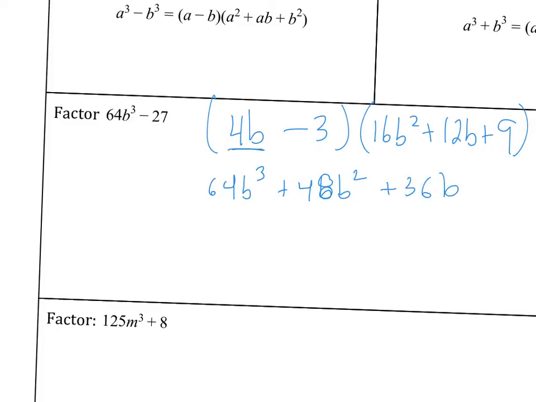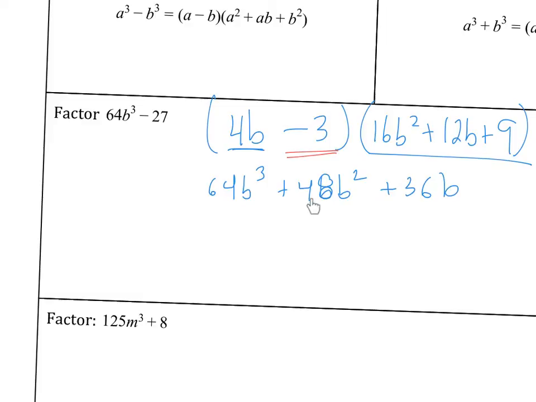And I've taken the 4b times all this stuff. I'm ready to move on to the negative 3. I'm going to use that vertical method of multiplying where when I move on to the next term of the polynomial that it's in front, I'll put those answers underneath and I'll line up like terms. So negative 3 times 16b squared, negative 3 times 16.